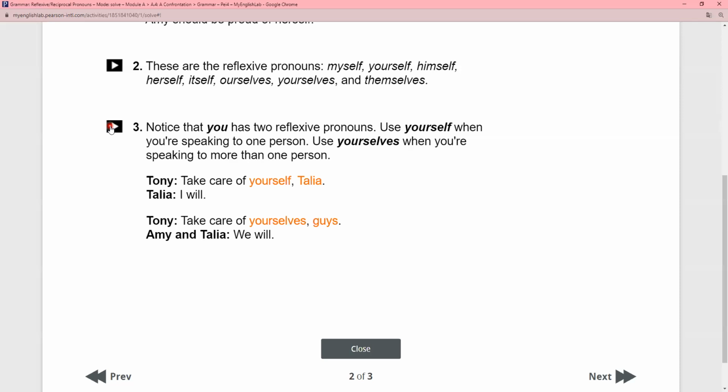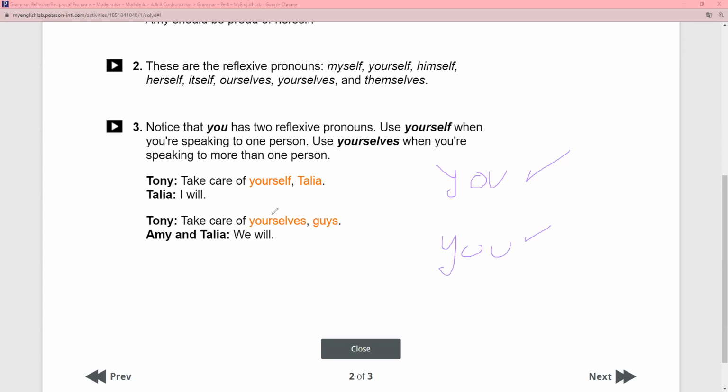We know that the subject pronouns are in the first list: I, you, he, she, it, we, you, they. We have 8 subject pronouns, right? But we have you singular and you plural, and both are the same. So we recognize the difference between these 2 subject pronouns by looking at the context, okay?